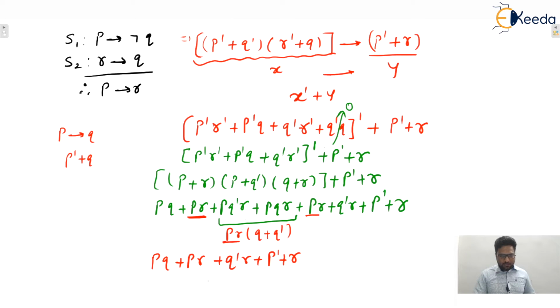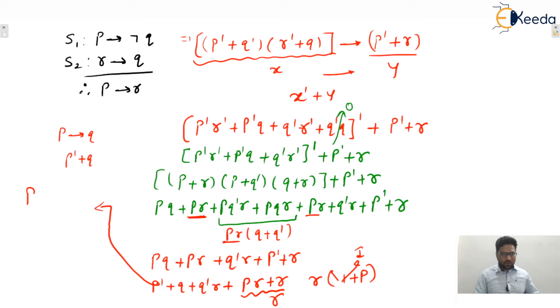Now combine. Let's say it becomes P dash plus Q dash R, plus PR plus R. So take R as common. So R is common. So we can say 1 plus P, that is 1 only. So this becomes R only. So ultimately it becomes P dash plus Q dash R plus R.